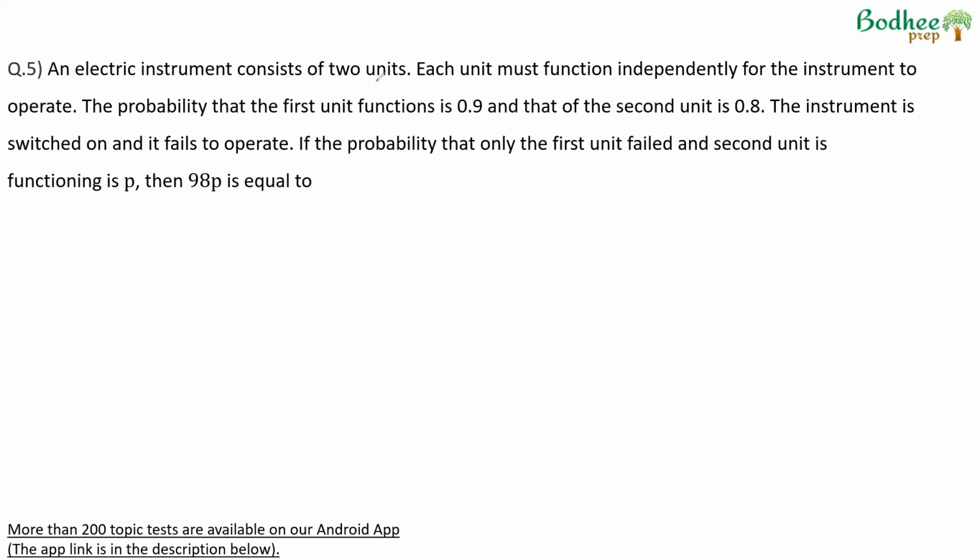An electric instrument consists of 2 units. Each unit must function independently for the instrument to operate. The probability that the first unit functions is 0.9 and that the second functions is 0.8. So probability of the first functioning is 0.9, so probability of the first not functioning is 0.1, 1 minus 0.9. Probability of the second functioning is 0.8. Probability of the second not functioning is 0.2.